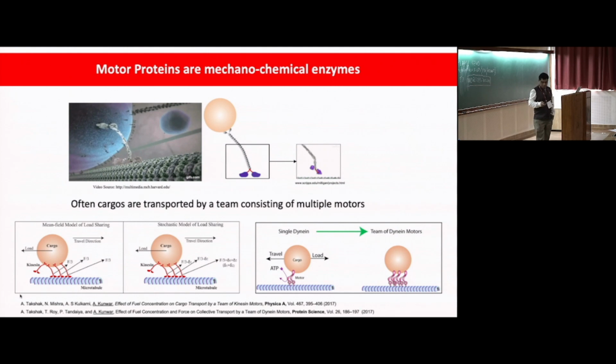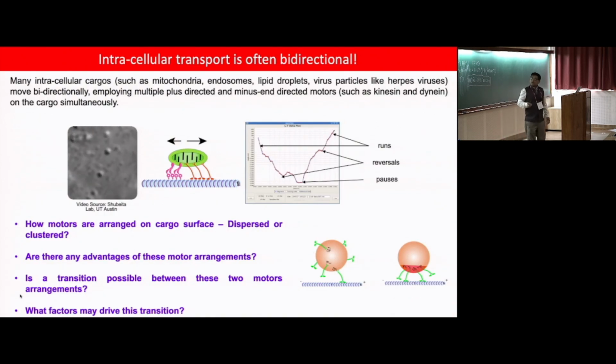If you talk about the molecular motors, they are mechanical enzymes. That means they generate mechanical force by hydrolyzing ATP. And if you look at the real in vivo transport, any cargo is usually not transported by just one single motor. There is a group of motor proteins involved in transporting a given cargo. Real in vivo transport is also generally bidirectional. For example, many organelles like mitochondria, endosomes, and lipid droplets move in both directions.